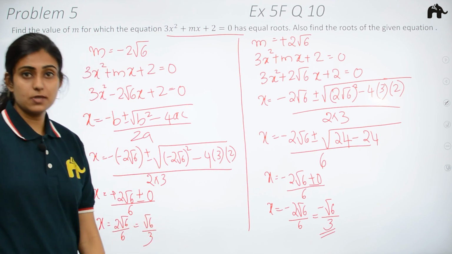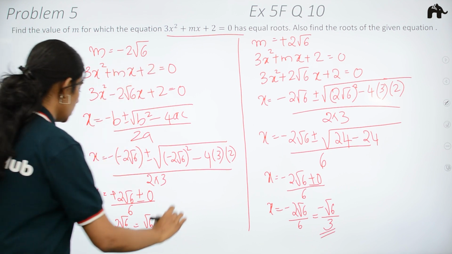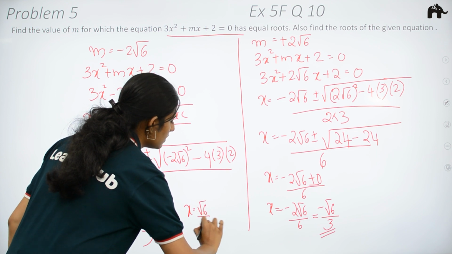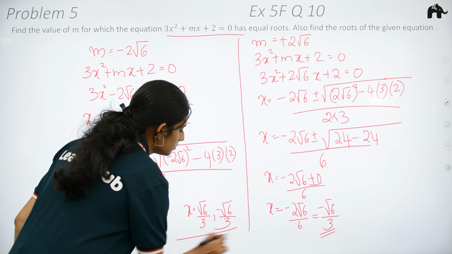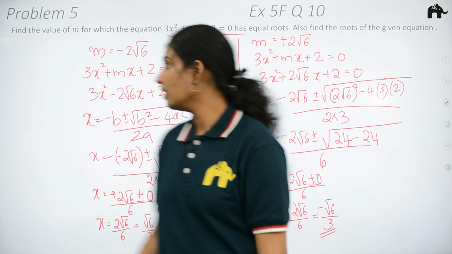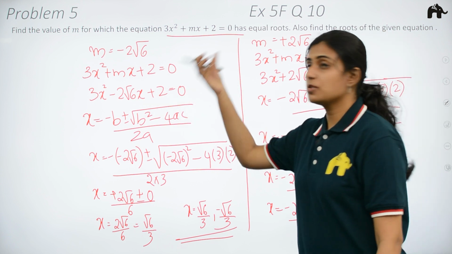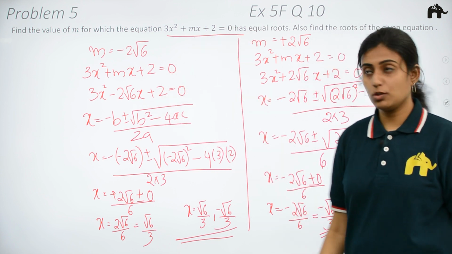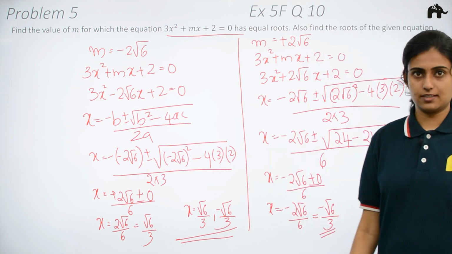The two possible values of x, or the roots of the given quadratic equation, are x is equal to root 6 by 3 or minus root 6 divided by 3. Got it? Okay, here first we are finding the value of m and then substituting the possible values of m in the given quadratic equation to find the roots, that is values of x.